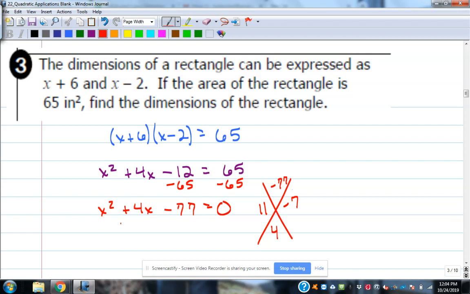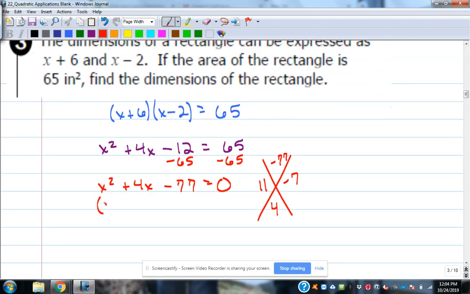Can I use a shortcut? Yeah. X plus 11, x minus 7. So x plus 11 there gets us a negative 11. This gets us positive 7. Which one of those do we keep? 7? Are we sure?